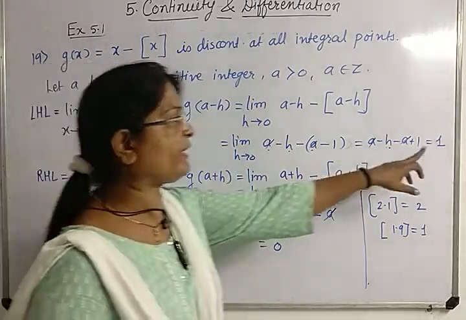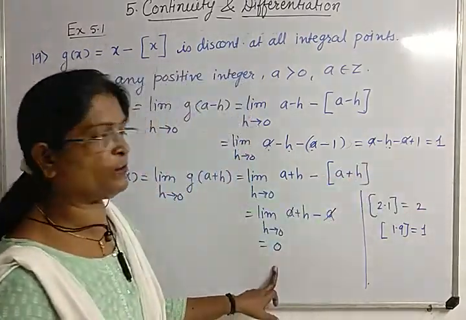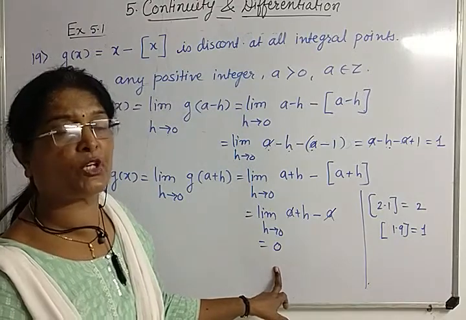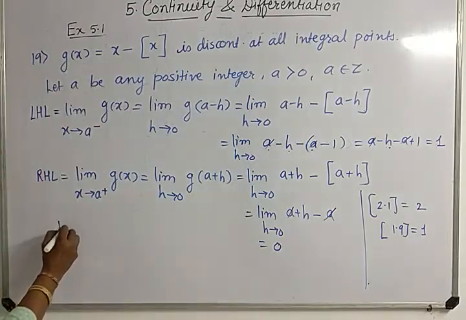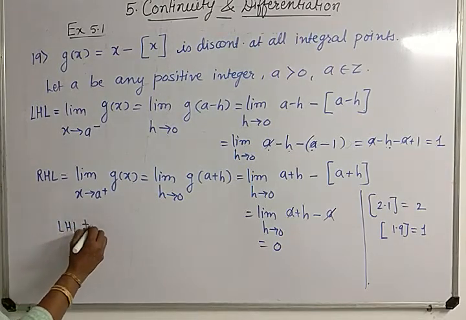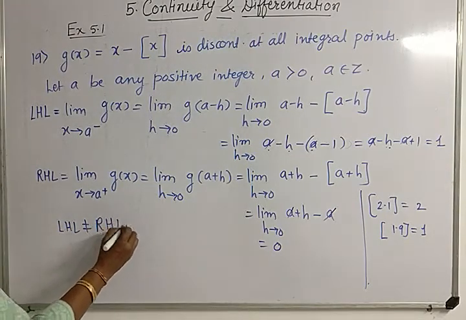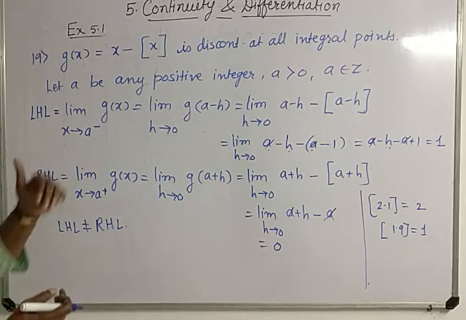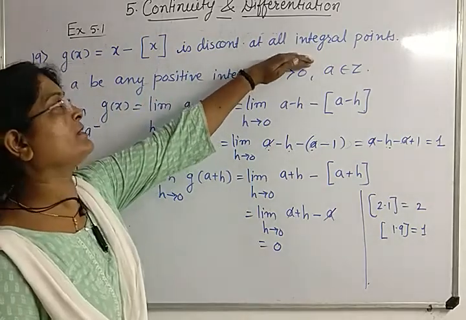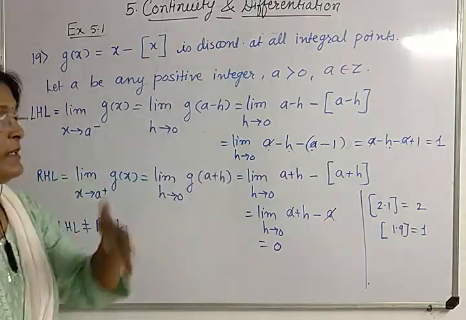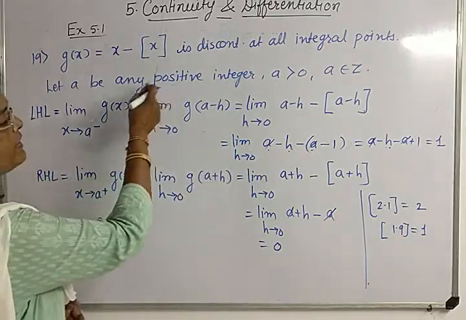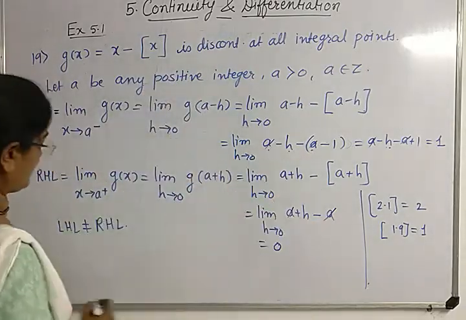Now इसकी वैल्यू 1 आई है, इसकी वैल्यू 0 आई है. Both are not equal. So left hand limit is not equal to right hand limit. It means that for all integral points, this function is not continuous, means discontinuous. जैसे हमने पॉजिटिव लिया था वैसे आप निगेटिव के लिए भी चेक कर सकते हैं.